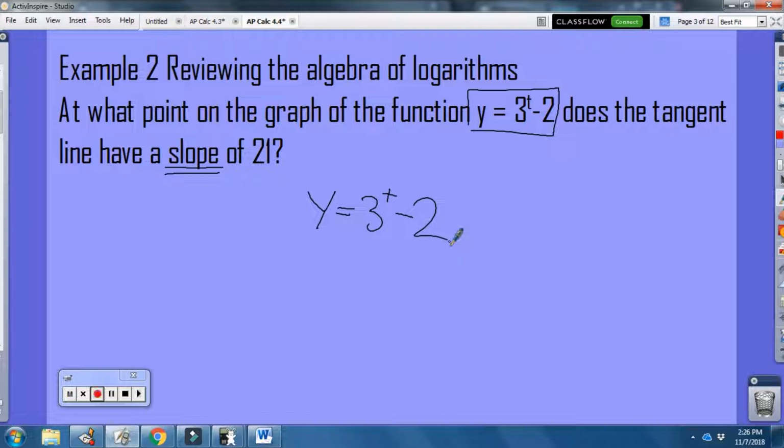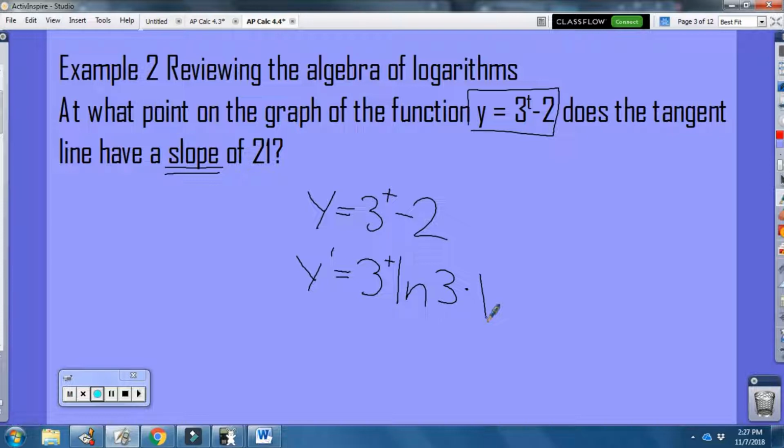which I have two parts here. I have an a to the u, and I have minus 2. The derivative of minus 2 is going to be 0, so that'll just go away. So my derivative, I'm just going to follow the formula that we had before, is going to be 3 to the t times natural log of 3 times the derivative of t. The derivative of t is just 1.